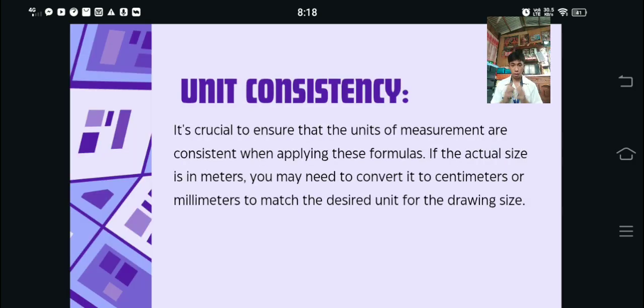Next, we have the unit consistency. It's crucial to ensure that the units of measurement are consistent when applying these formulas. If the actual size is in meters, you may need to convert it into centimeters or millimeters to match the desired unit for the drawing size. Like for example, the 30 meters earlier, you need to convert it into centimeters in the drawing size to match the dimension of the drawing size in your drawing. But the actual size is still 30 meters, it does not change. What changes is only here in the drawing that you made.